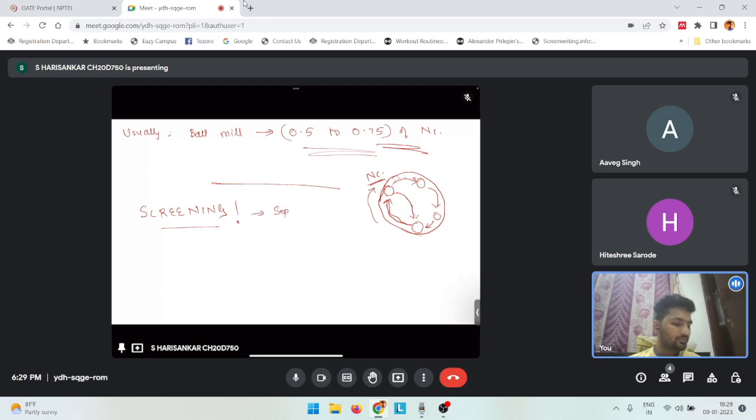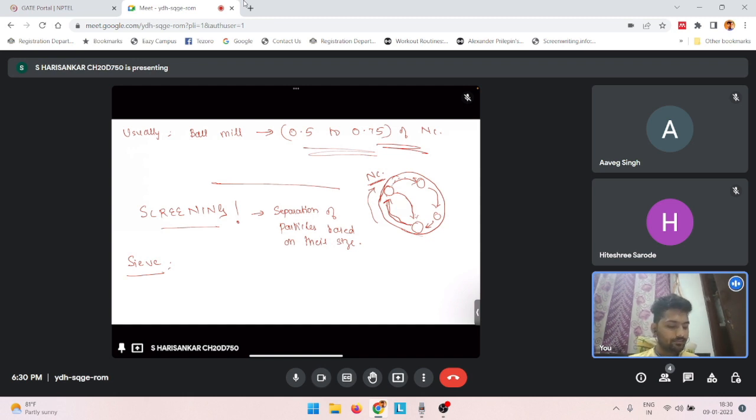Screening is the separation of particles based on their size, right? So one of the most used lab equipment for screening is something called a sieving machine, or it is also called a sieve.